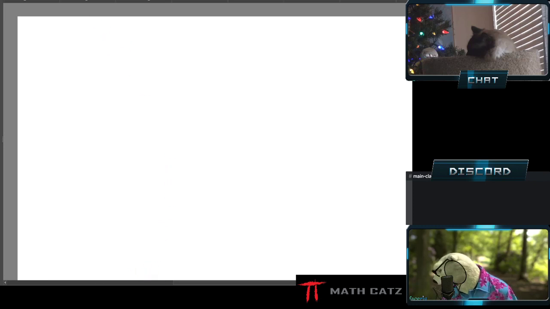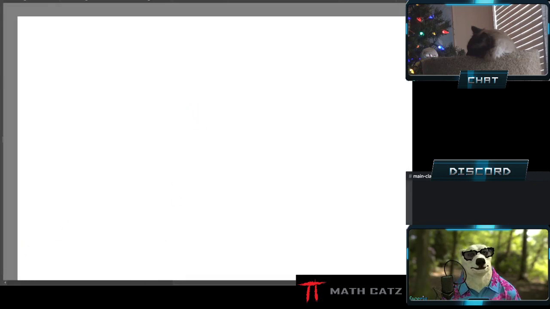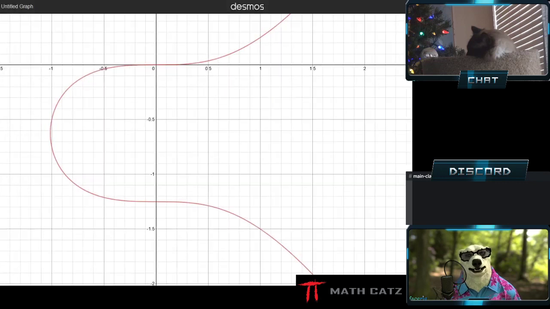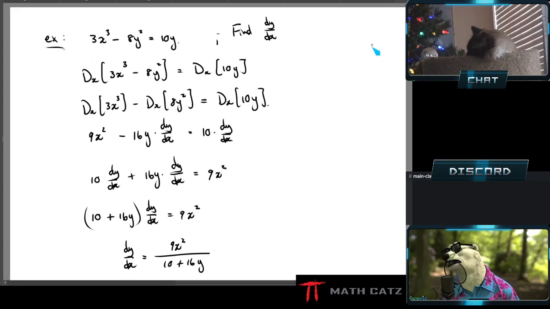Let's take this. Where am I now? It's gone. Why is it gone? There we go. Let's pick one point that's easy. I think this one maybe: negative 1 and negative 0.5. Slope at negative 1, negative 0.5. They could give me the point completely. What is the slope? Slope is simply the derivative with those values plugged in.